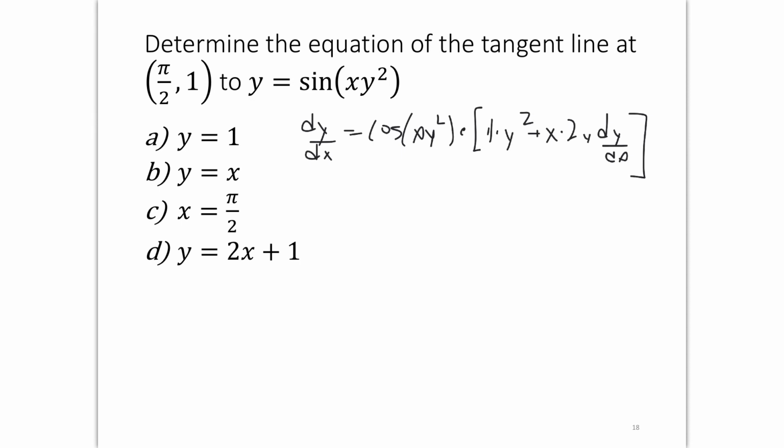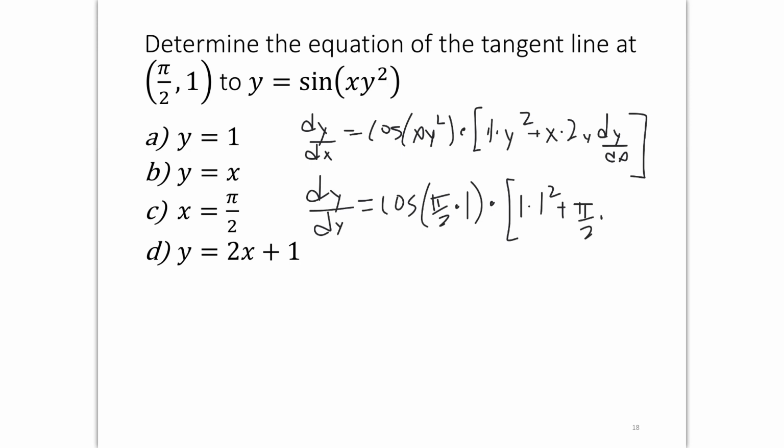You don't have to, and I would fully understand if you went through all the steps, but just to show you another method, I'm going to plug in x equals pi by 2 and y equals 1. So I'll have dy/dx equals cos of pi by 2 times 1 times 1 times 1 squared plus pi by 2 times 2 times 1 times dy/dx.